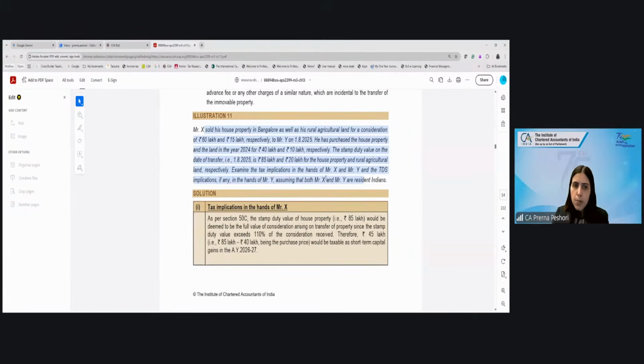First, we look from the X perspective. X has sold the property. First, we talk about the rural agricultural land for 60 lakh. What will be the impact?